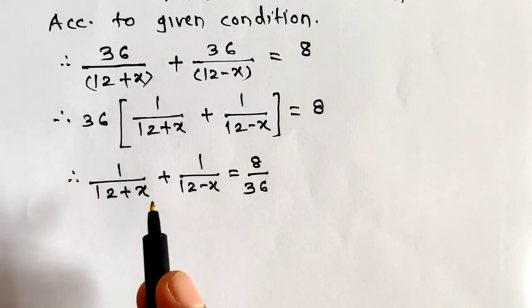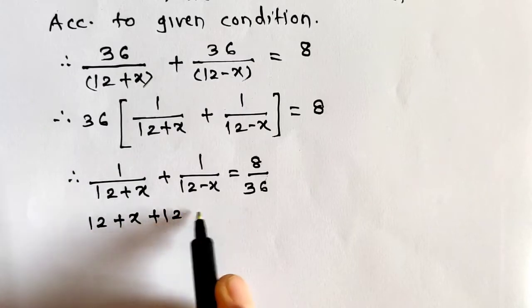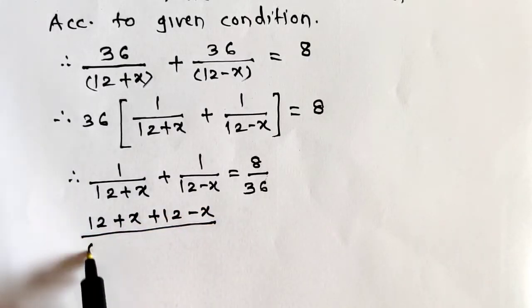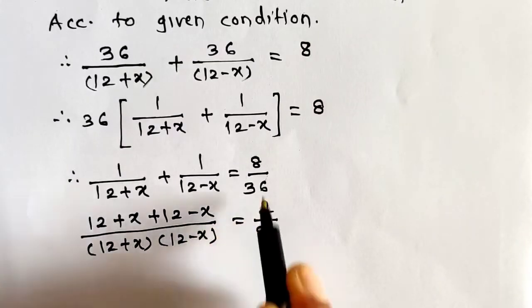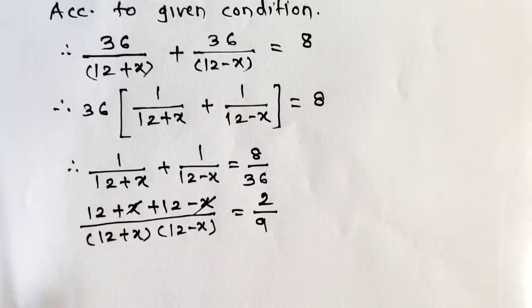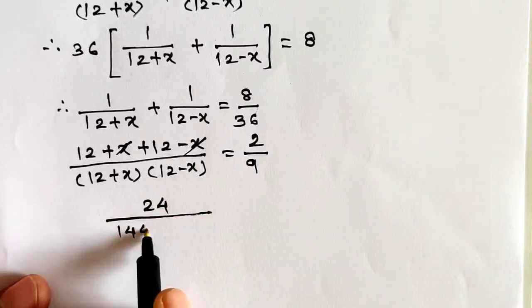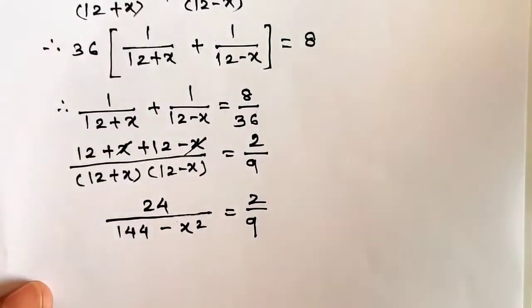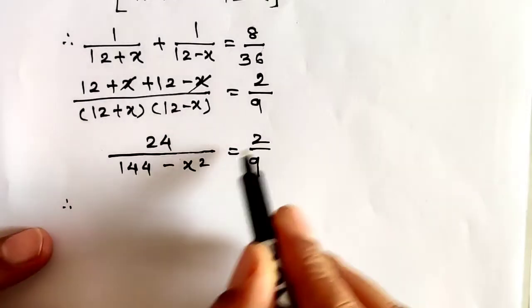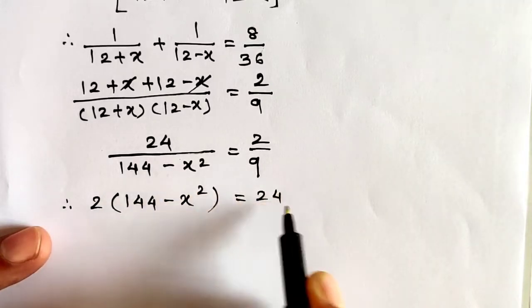Now simplify this one. So we get cross multiplication, 12 plus x plus 12 minus x divided by 12 plus x times 12 minus x is equal to 2 by 9. So this x gets cancelled. We get 12 plus 12, 24, divided by, here a square minus b square means 144 minus x square, is equal to 2 by 9. Now after cross multiplication we get 2 into bracket 144 minus x square is equal to 24 into 9.